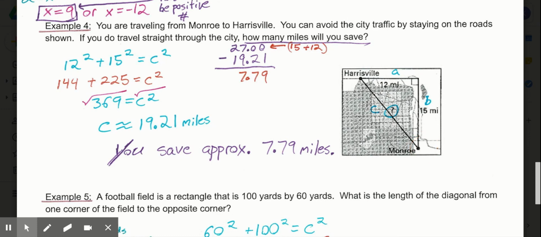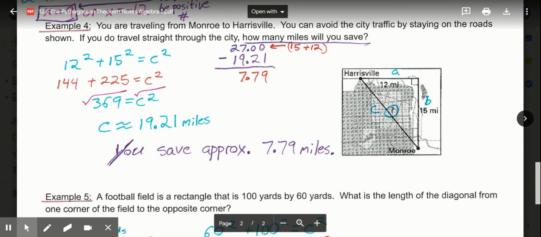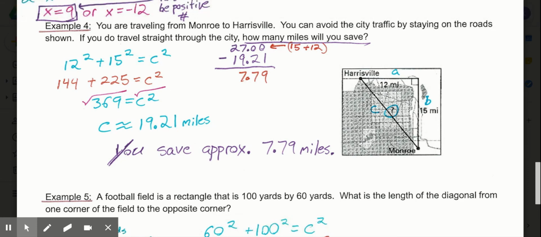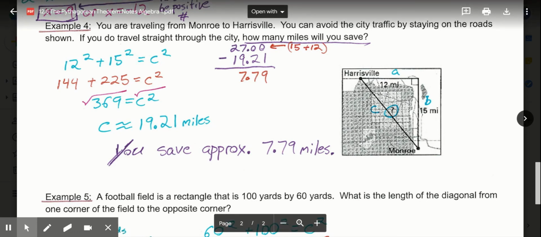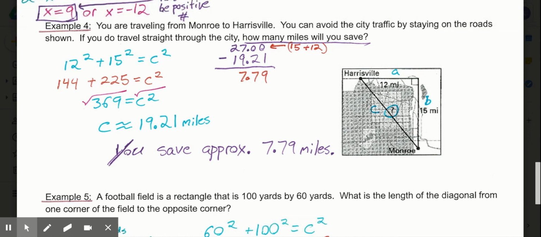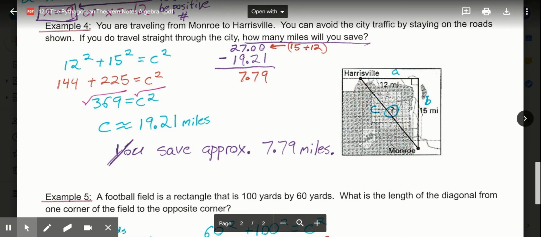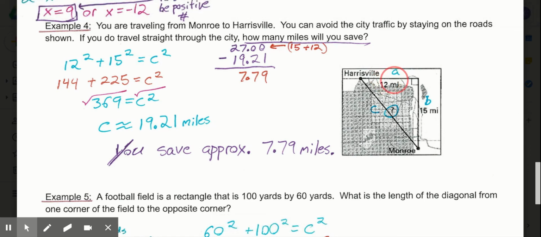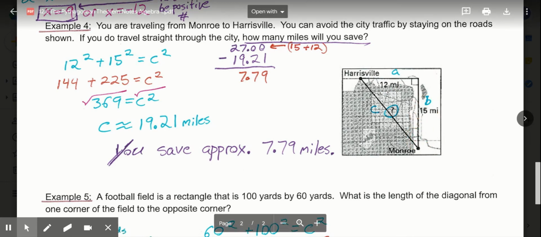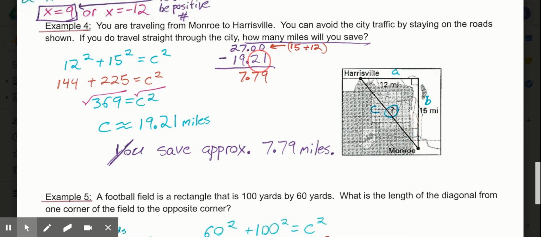So we can use Pythagorean theorem, 12 squared plus 15 squared equals c squared. So 369 equals c squared. Square root each side, and we get c is approximately 19.21 miles. But to answer the question, they're asking how many miles would we save. So we have to take the original 27 miles and subtract our 19.21 to find out we save approximately 7.79 miles.